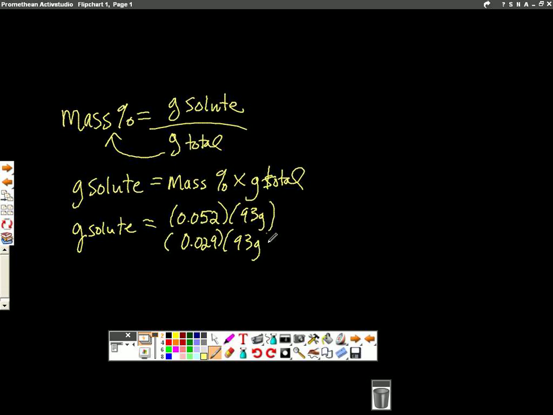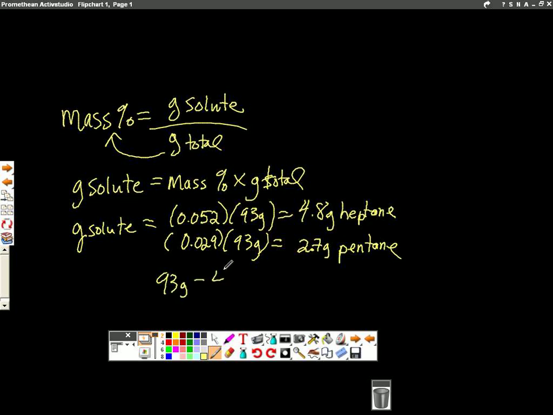I'm going to do that other number, 0.029 times 93 grams, and multiply those. That first one was for heptane, so we get 4.8 grams of heptane. And then the other one is 2.7 grams of pentane. And to get that last one, we're going to take the total 93 grams minus 4.8 grams minus 2.7 grams. And so what we actually have is 86.0 grams of hexane. And there's your answer.